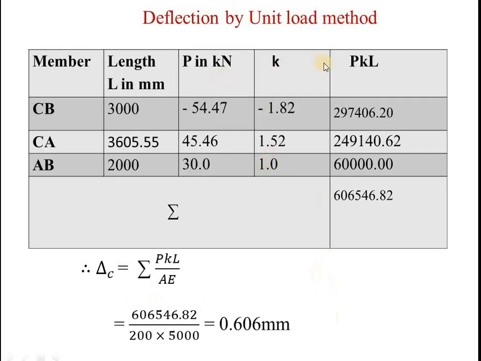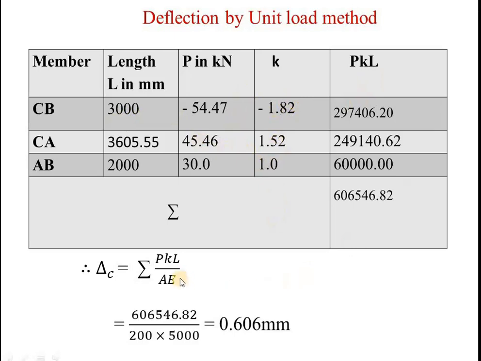Same thing if I do it by unit load. So now you know the member length in mm is already there. K means these are the forces in the members due to unit load. Already we have calculated the force in the members due to unit load. Enter these with sign: if tension, plus sign; compression, minus sign. Then you multiply by P K.